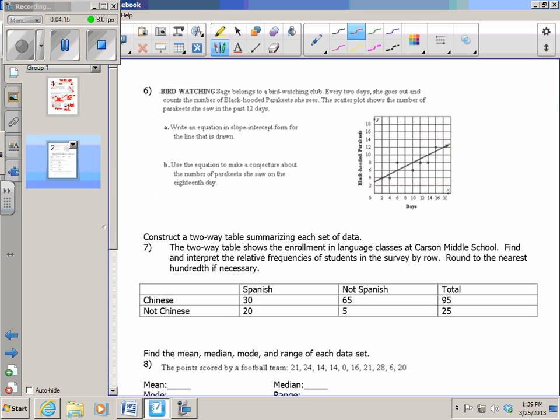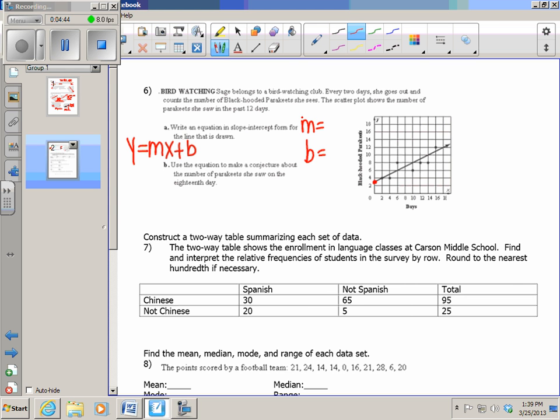Number 6, Sage belongs to a bird watching club. Every 2 days, she goes out and counts the number of black-footed parakeets she sees. The scatter plot shows the number of parakeets she saw in the past 12 days. Write an equation in the slope-intercept form for the line that is drawn. So we're looking to write it as y equals mx plus b. I need to know my slope, and I need to know where it's crossing the x or the y-axis.